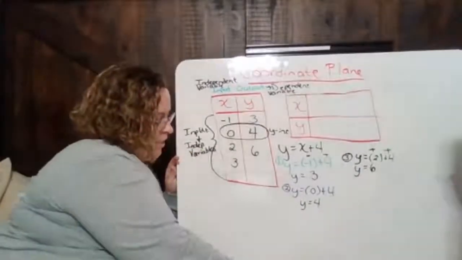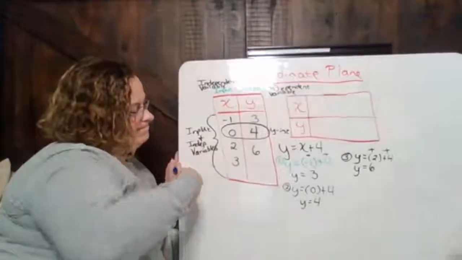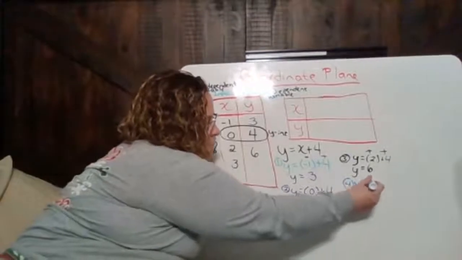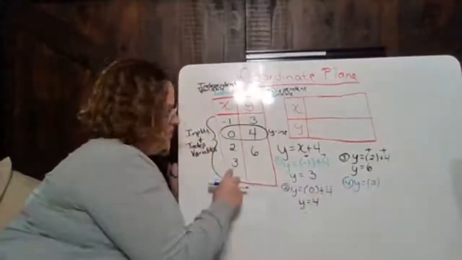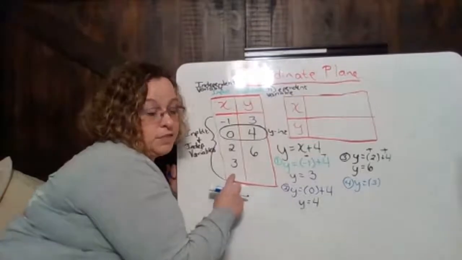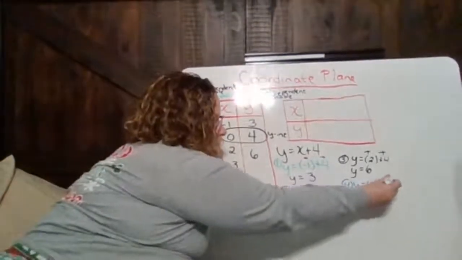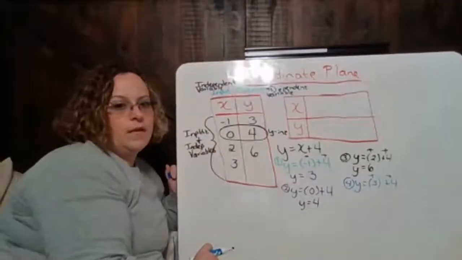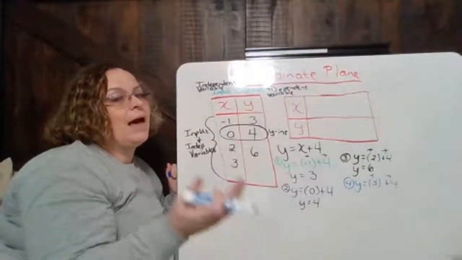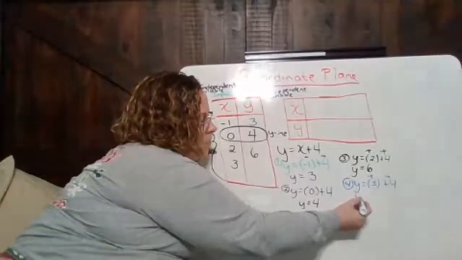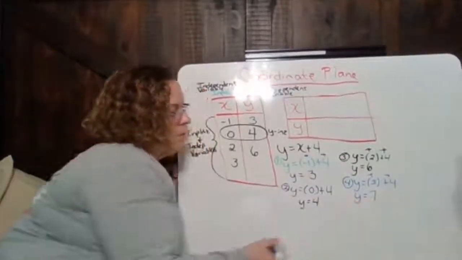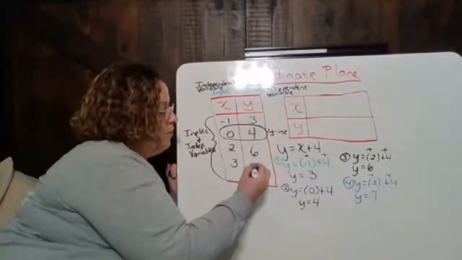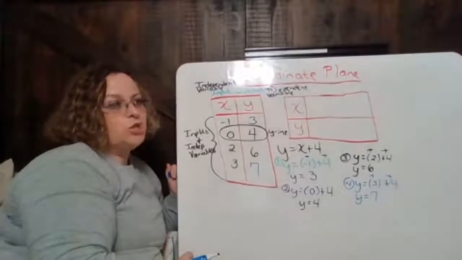And then the last one, we're going to use 3 now. So y equals, but instead of x, I'm using 3 because that's what they gave me as my value for x. And then plus 4. Again, they're both positive. If my signs are the same, I add and keep sign. So y equals 7. So if my input value is 3, my output value is 7.